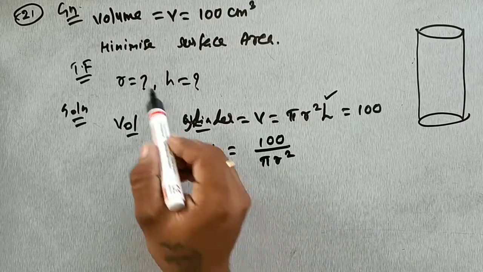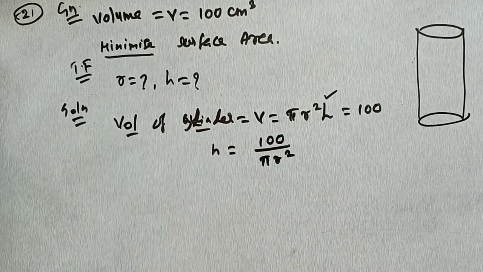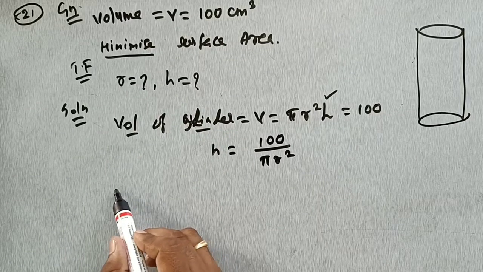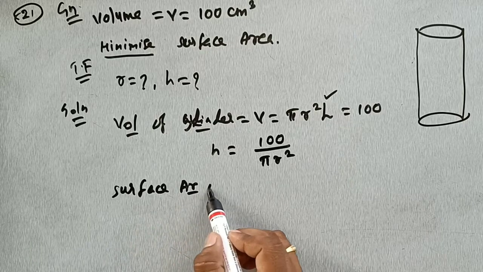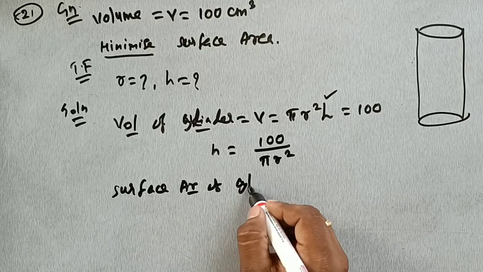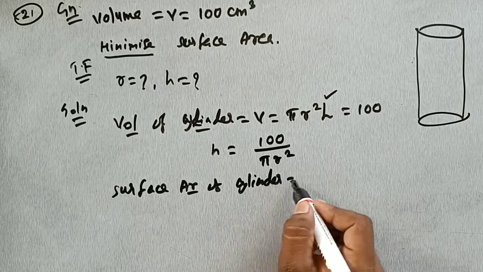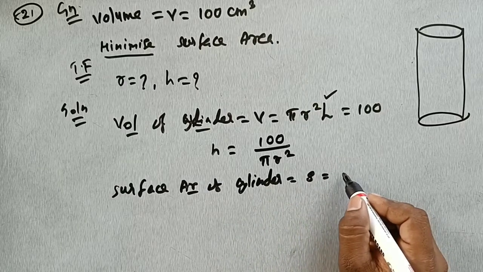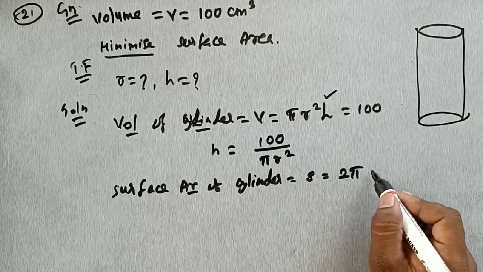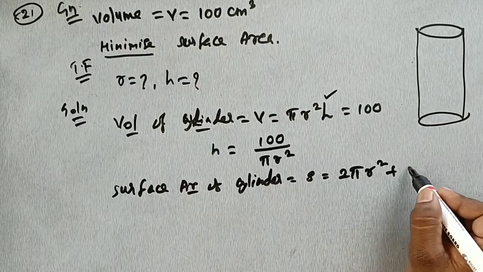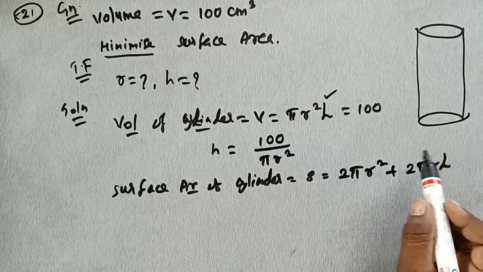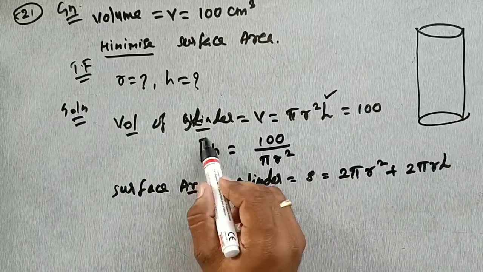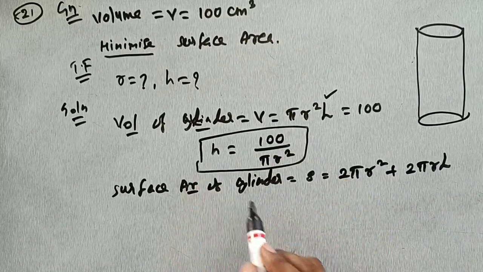So what we have to minimize? We have to minimize the surface area. So what is the surface area of the cylinder? Total surface area S equal to 2 pi R square plus 2 pi R H. So we will substitute the H value here. The H value we found is 100 by pi R square.